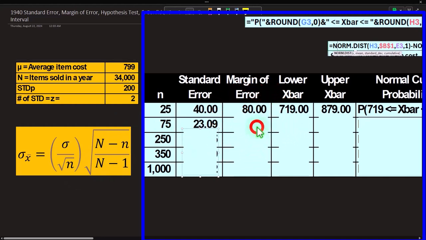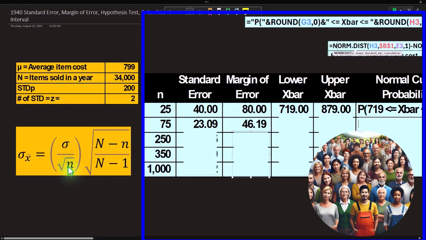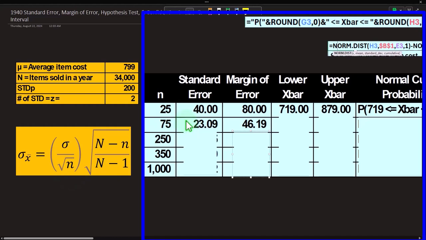That would typically be better. What are we going to do then? Well, the margin of error, if we plug that into our formula, 200 remains the same at the numerator, standard deviation of the population divided by the square root of n, which is now larger, which means that the standard error has gone down. So that measures the spread. The standard error is measuring the spread.